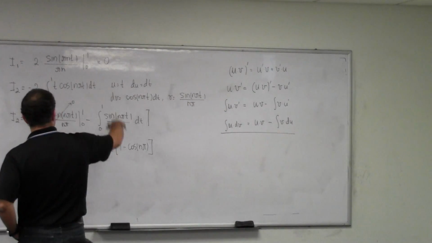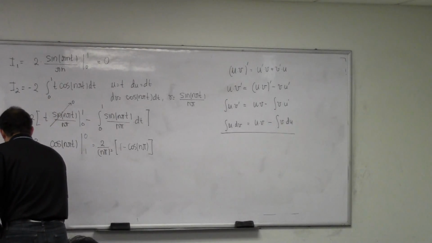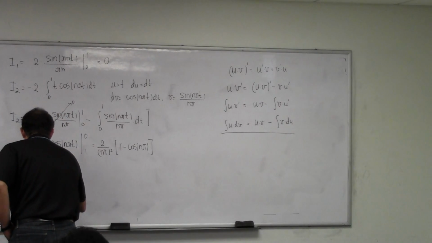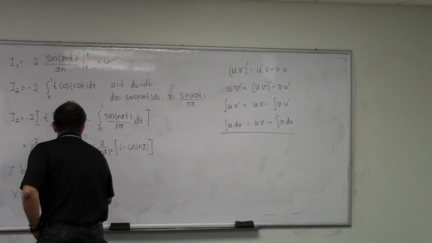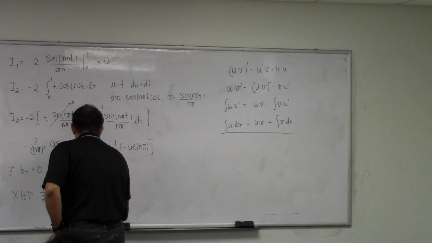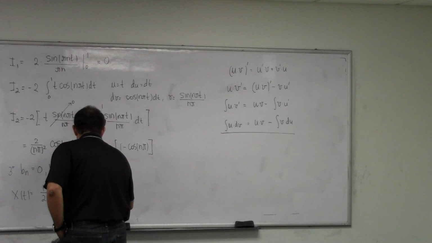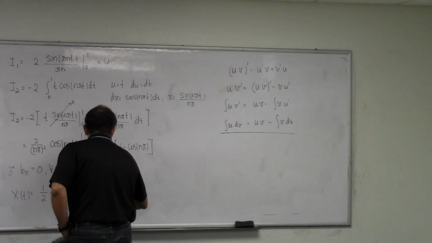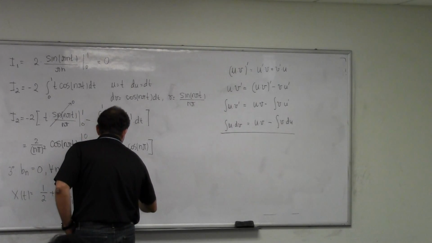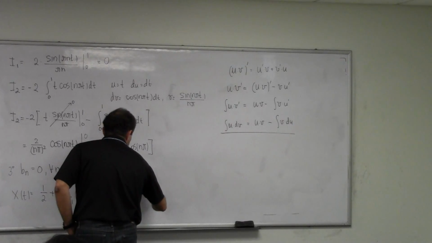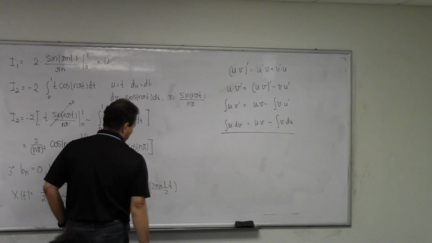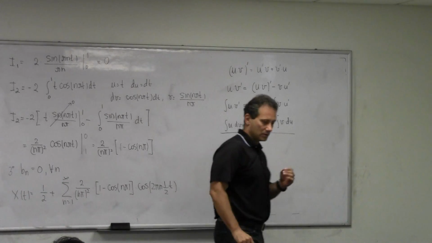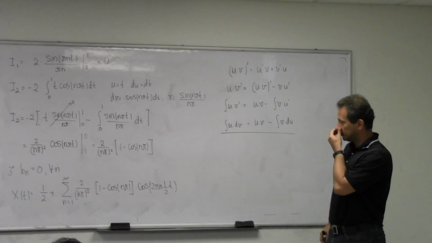So now, once I determine all of this, then the last step is you kind of write it up. It's 1 half plus sum when n goes from 1 to infinity, 2 over n pi squared times 1 minus cosine of n pi times cosine 2 pi n times 1 over 2 t. So that's the Fourier series associated with the graph over there.